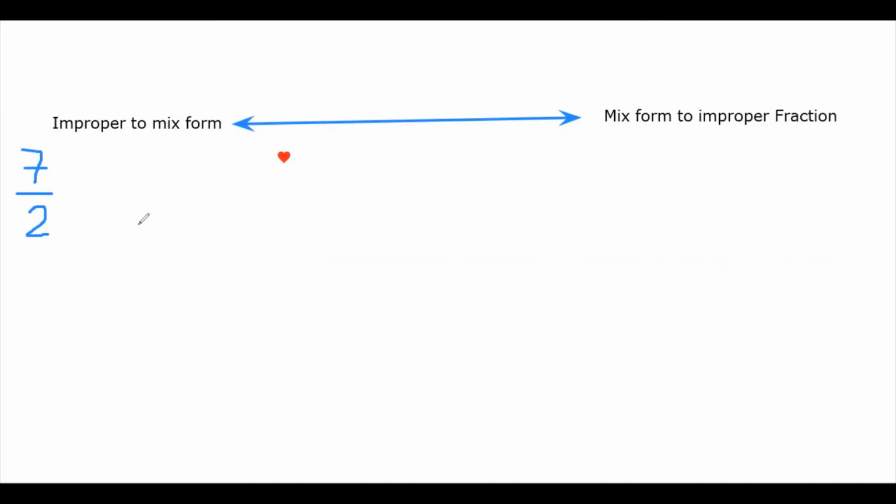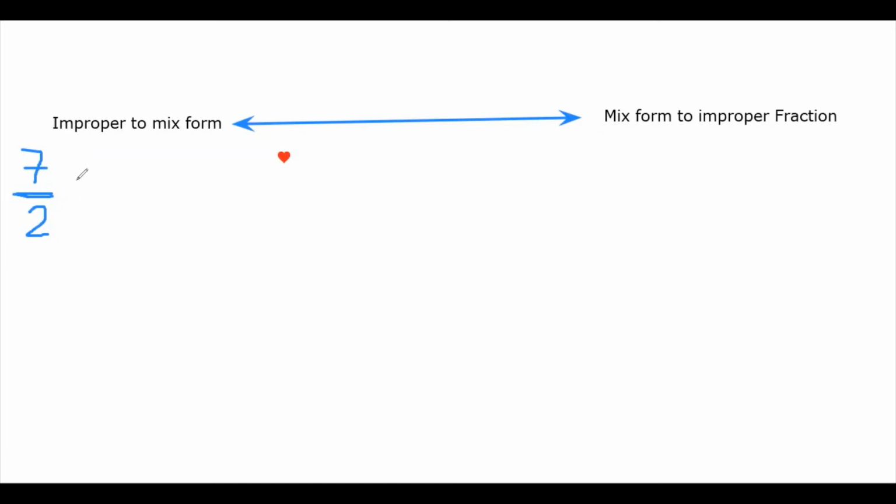So we have 7 halves. So how will we convert it to mixed form? First, we're going to use the law of division. What is that law? The law of division: this symbol, this line bar between 7 and 2, also means dividing a number. If you have 7 halves, it only means that you're going to divide 7 by 2. So it can also be read as 7 divided by 2.